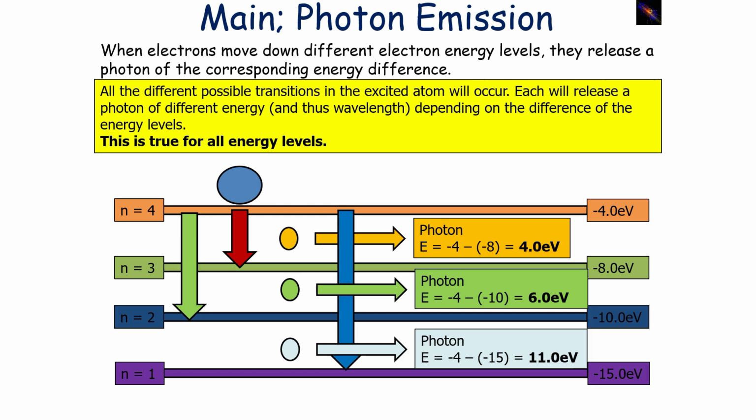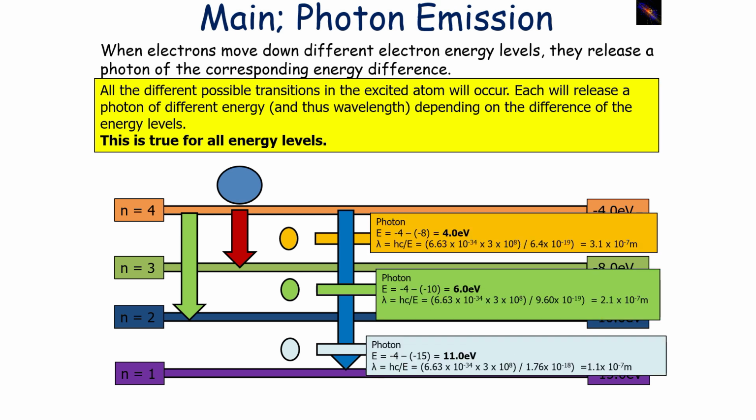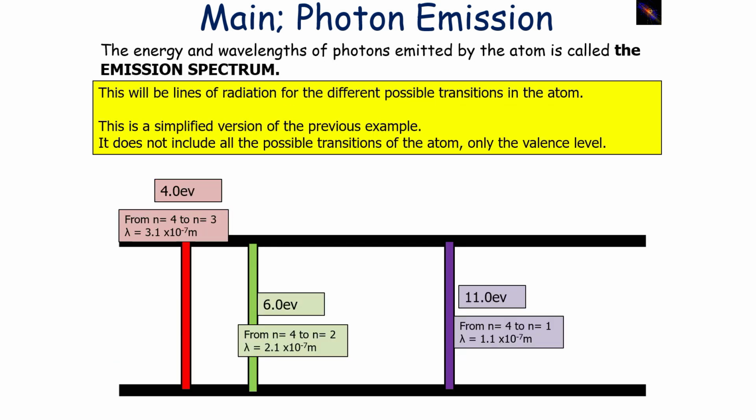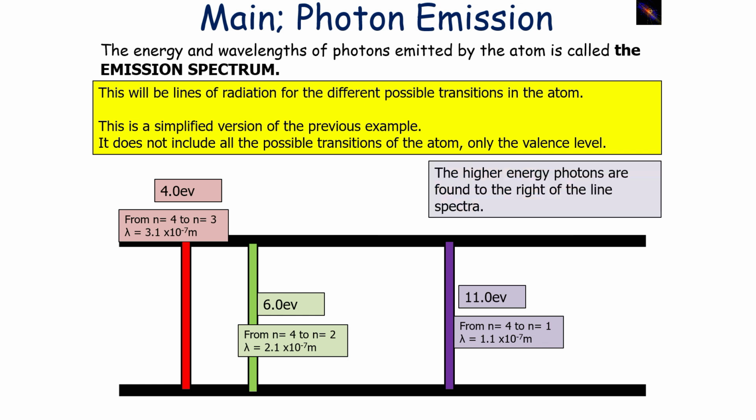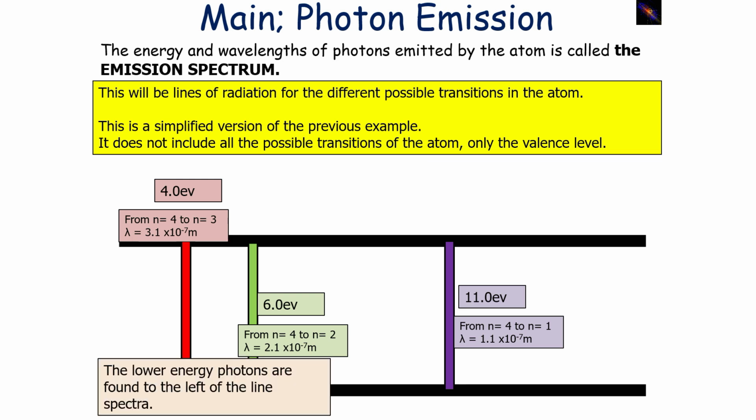So you can find them from 4 to 3, 4 to 2, 4 to 1, and so on, and work out the wavelength of each one, and then link this into the emission line spectra, because you have your lines of your spectra which are equivalent to those transitions. So the photons in the same spectral line have the same fixed amount of energy unique to that line. The higher energy photons are found to the right side of the spectra, and then the low energy photons are found to the left of the line spectra.